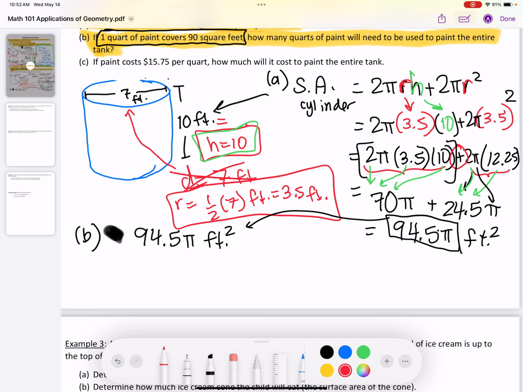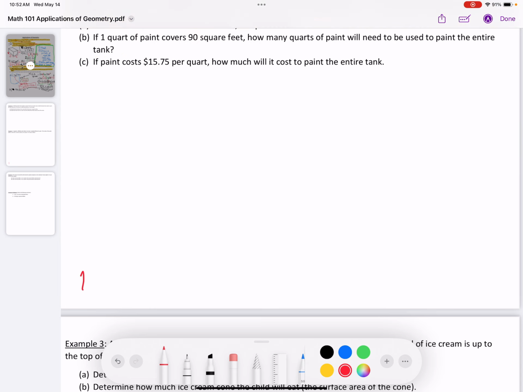1 quart. Oh, what the? Oh my gosh. Sorry about that. I've got to figure out what's going on with that. But please rewind the video if you need to write that down. 94.5 pi. That was our answer to part A. I really don't know how I'm doing that. I'm sorry about that. Anyway, square feet.